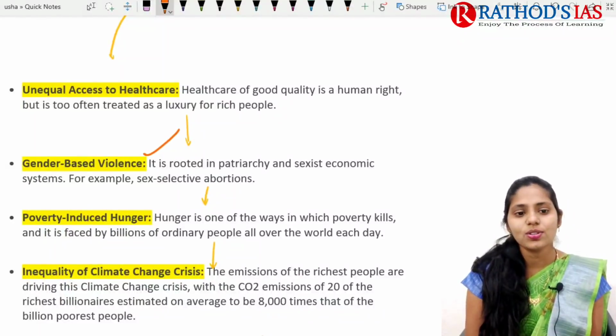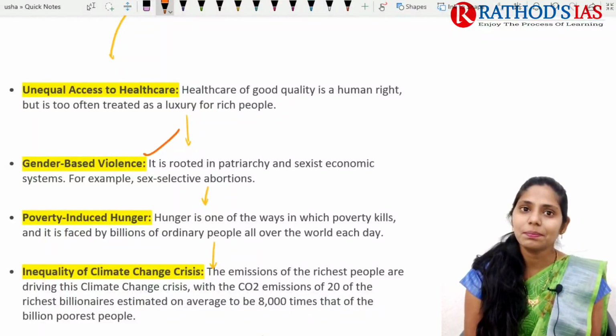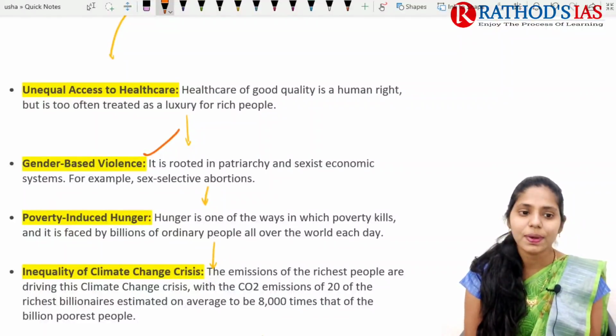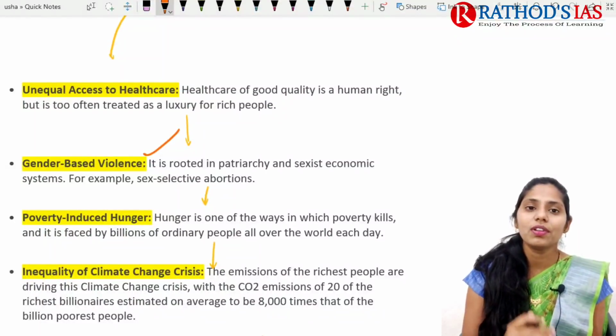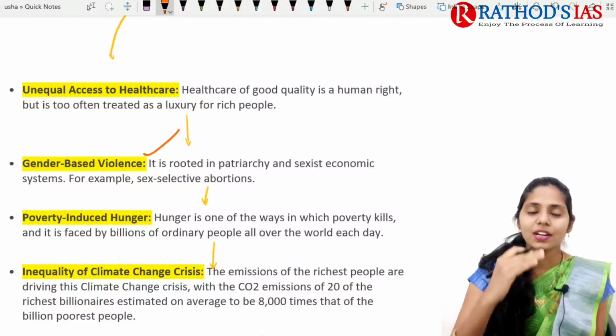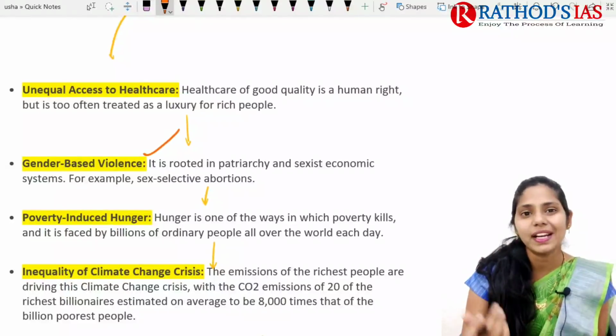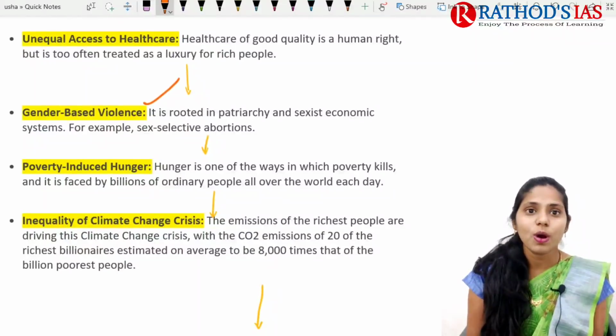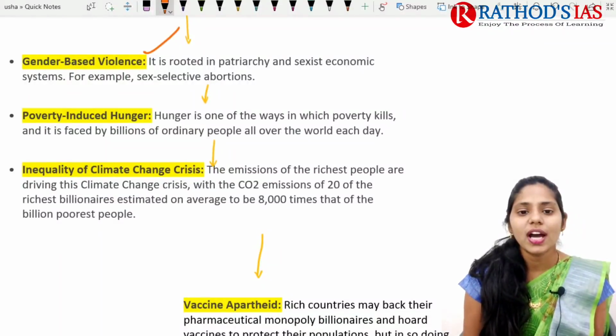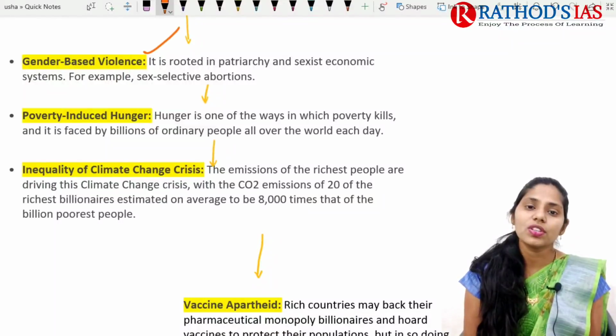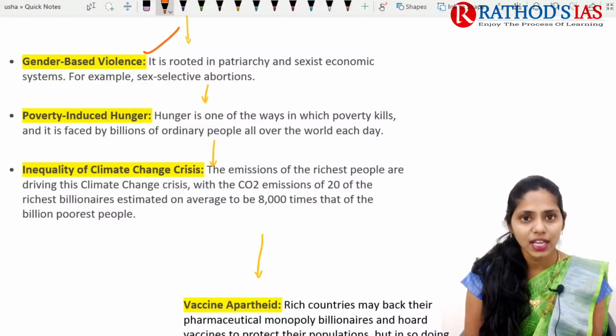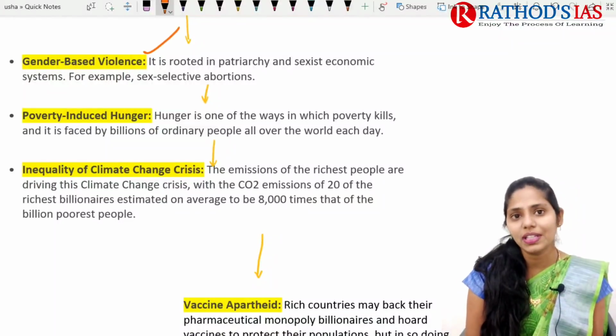And we can see there is also gender-based violence. Okay, gender-based violence is also evident. It is mainly rooted in the patriarchal society, where women are discriminated against and we can see the dominant role played by men. And the next one is poverty-induced hunger. Hunger is one of the ways in which poverty kills, right? Because of poverty, millions of people do not get the sufficient amount of food that they require.